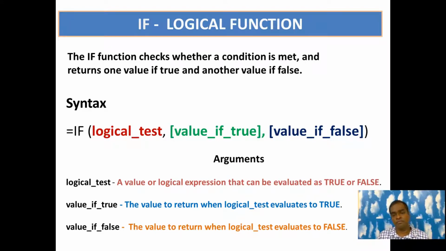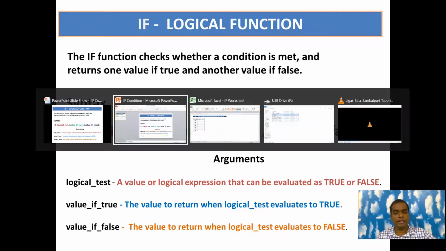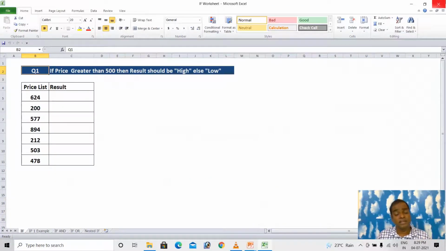So we'll move on to the example part. Let me take you to the example sets. This is the first question, and we need to get a solution to that. If price is greater than 500, then the result should be high, else low. So this is my first IF condition.